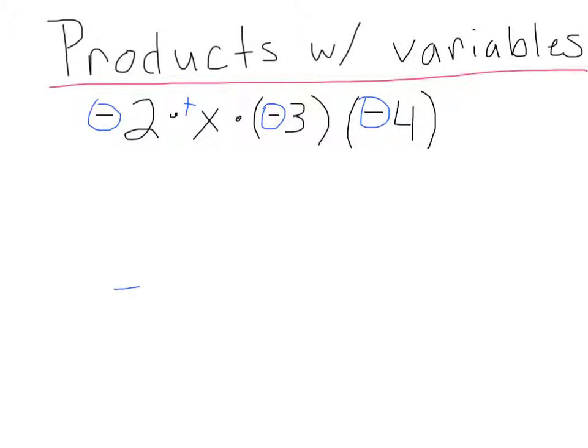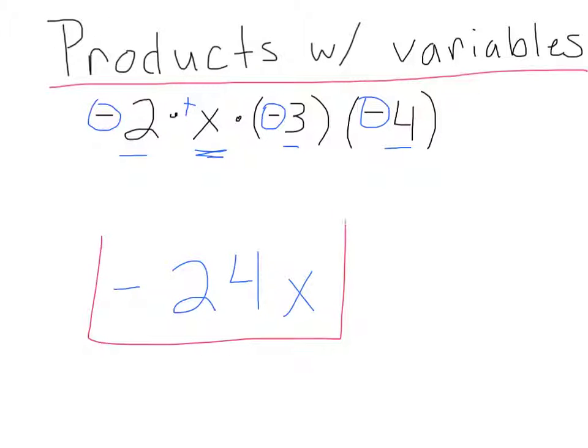Then I worry about my numbers. So we have 2 times 3, which is 6, and 6 times 4, which is 24. And then I go back and I figure out what my variables are going to be. And in this case, we just have an x, so we're going to multiply our negative 24 by x, so that our answer is negative 24x, which says we have a negative 24 and we're multiplying it times an x.